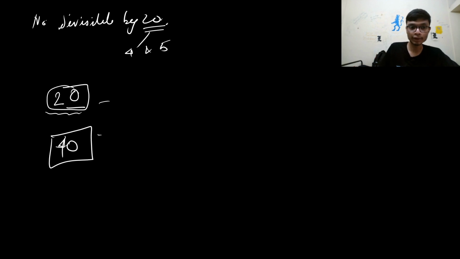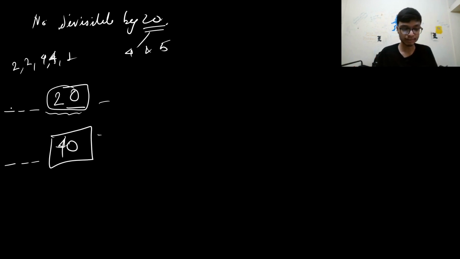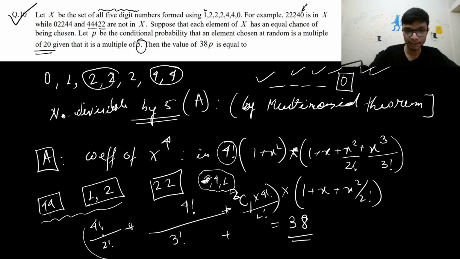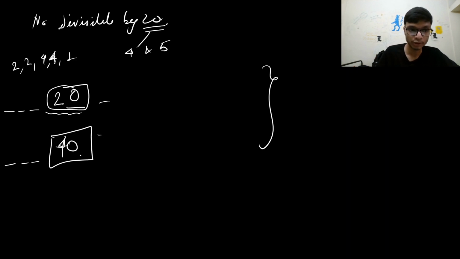So if we have 20 as the last two digits, the remaining three digits can be chosen accordingly. The remaining numbers are 2, 2, 4, 4, and 1 only. Regarding the three places, we can again make cases, like how we made cases before. You can do that by yourself also. Similarly, if you make these cases for these two cases, we'll get a total of 31 ways.